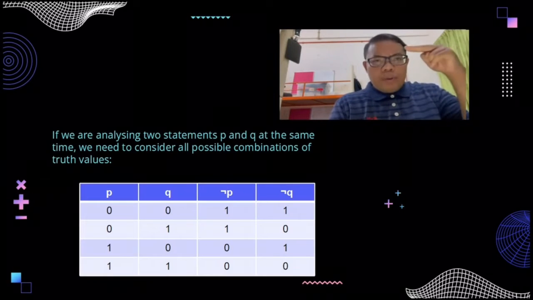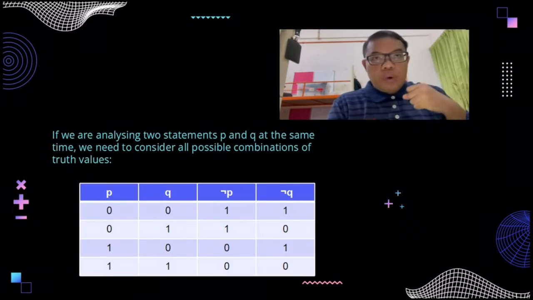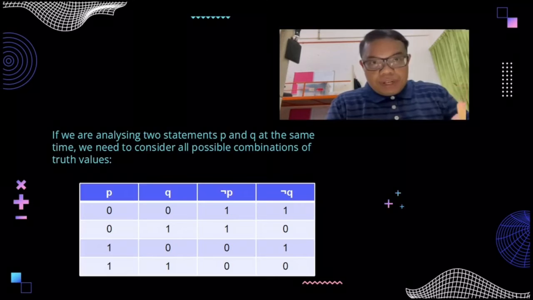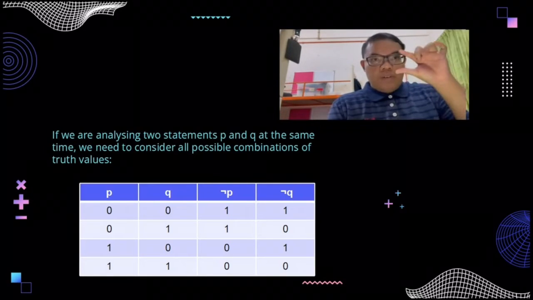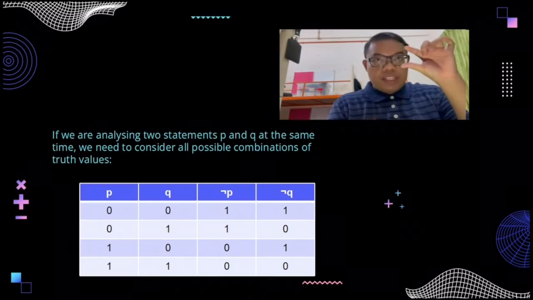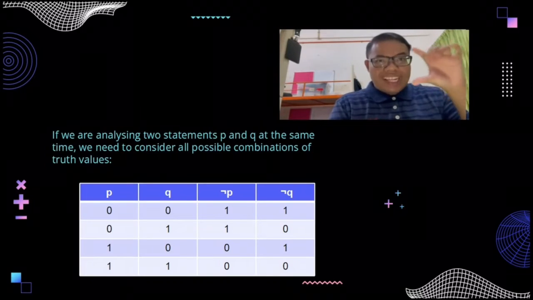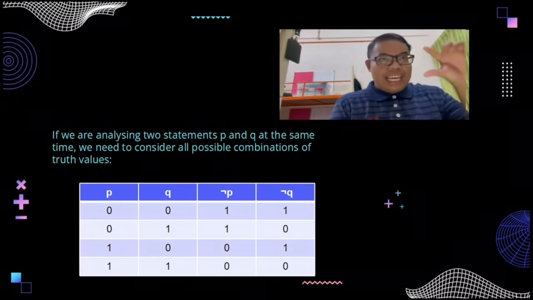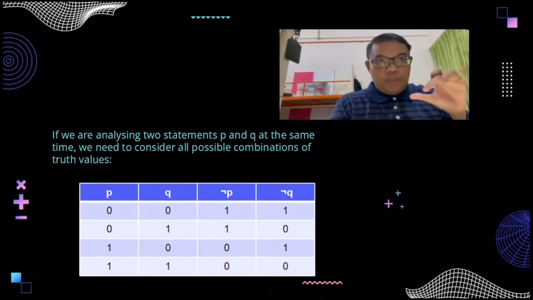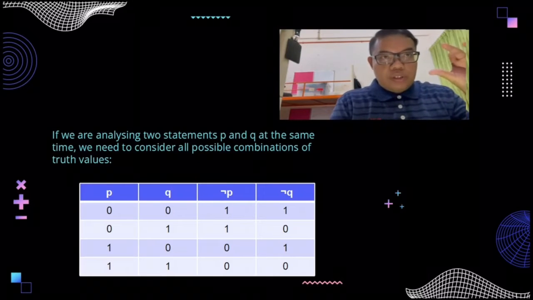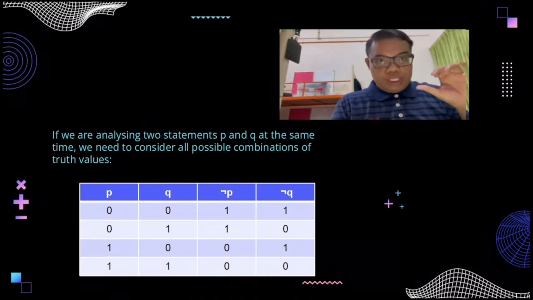So we put any pattern of numbers that you want, but it must be identical. As you can see, I have put 0011 for P, and 0101 for Q. Then the negation of P should be 1100, and the negation of Q should be 1010.